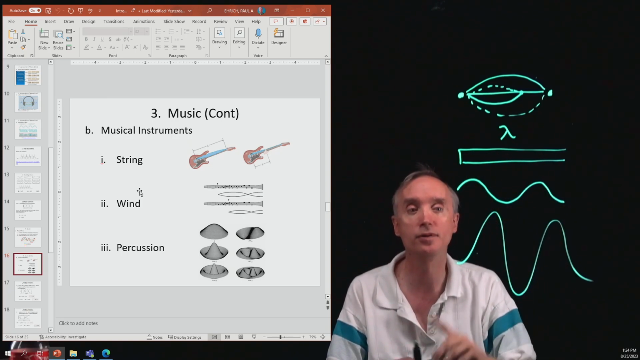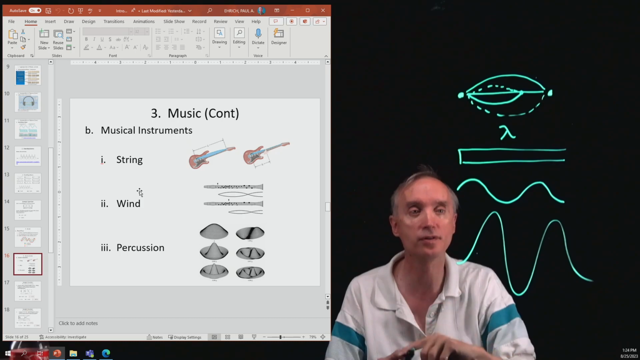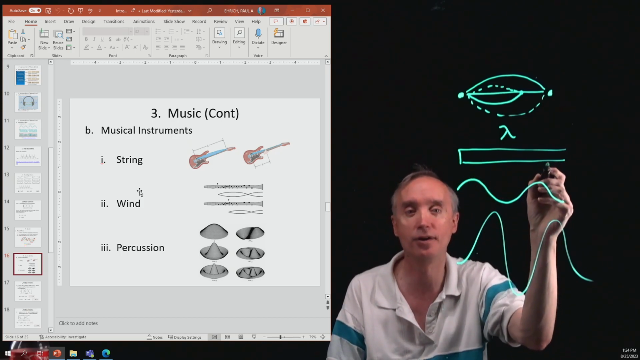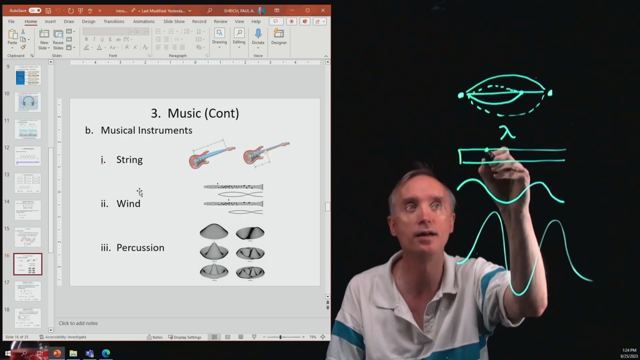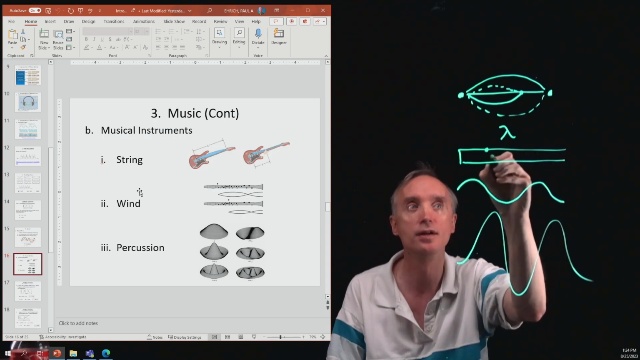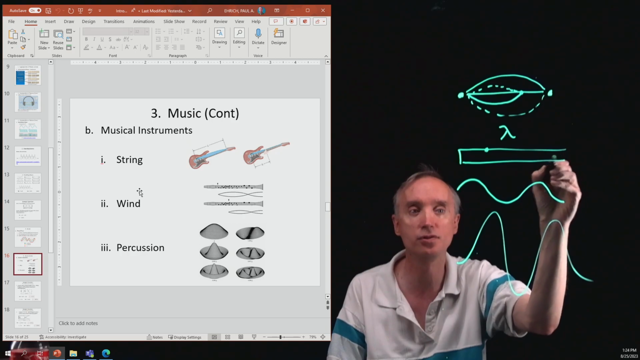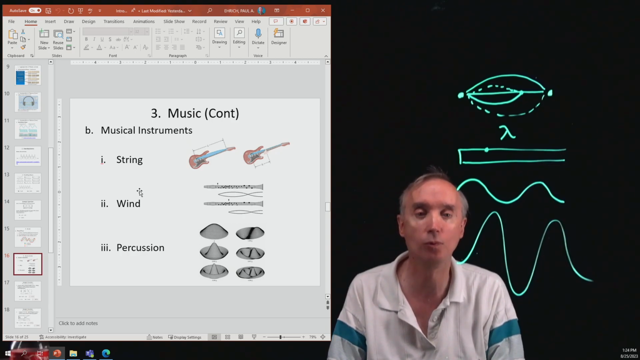But this time, let's say that this is a clarinet. Depending on where you put your fingers on the clarinet, that's going to produce different standing waves in the tube. Each one has a different wavelength, so each one is going to produce a different frequency.